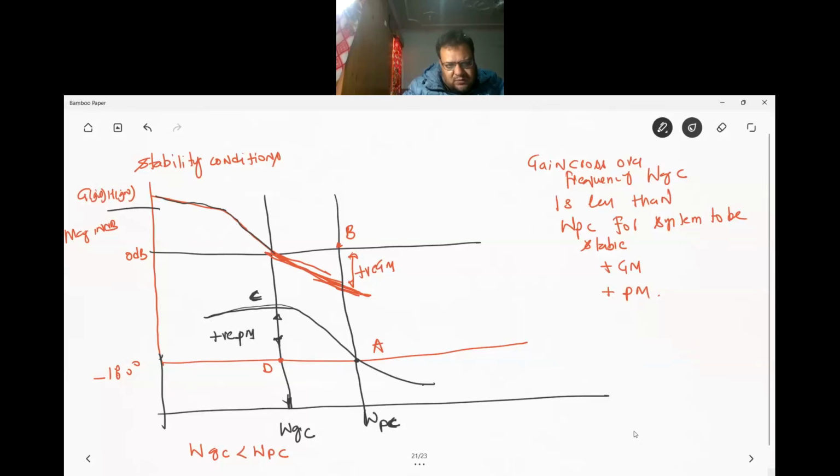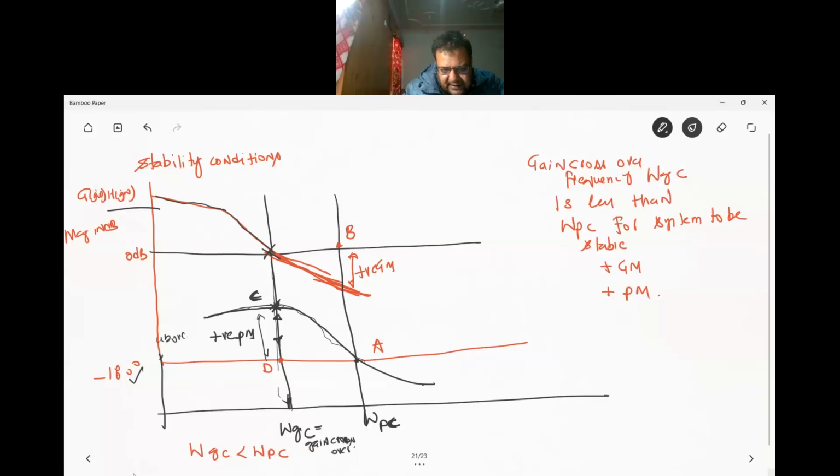Now you notice here, this magnitude plot is crossing the 0 dB line here. Wherever it is crossing the 0 dB line, the frequency associated with it is called the gain crossover frequency. So the gain crossover frequency is responsible for your phase margin. And this gain crossover frequency is hitting the phase plot here, above minus 180 degrees, right? It is hitting above minus 180.